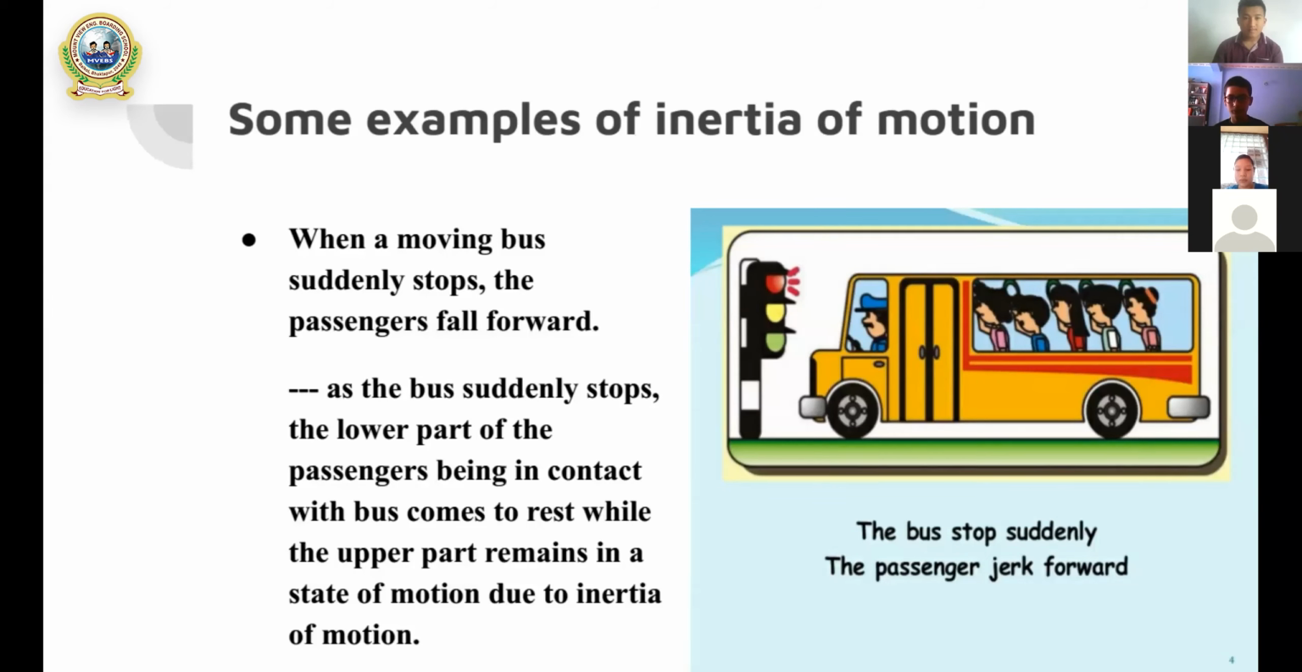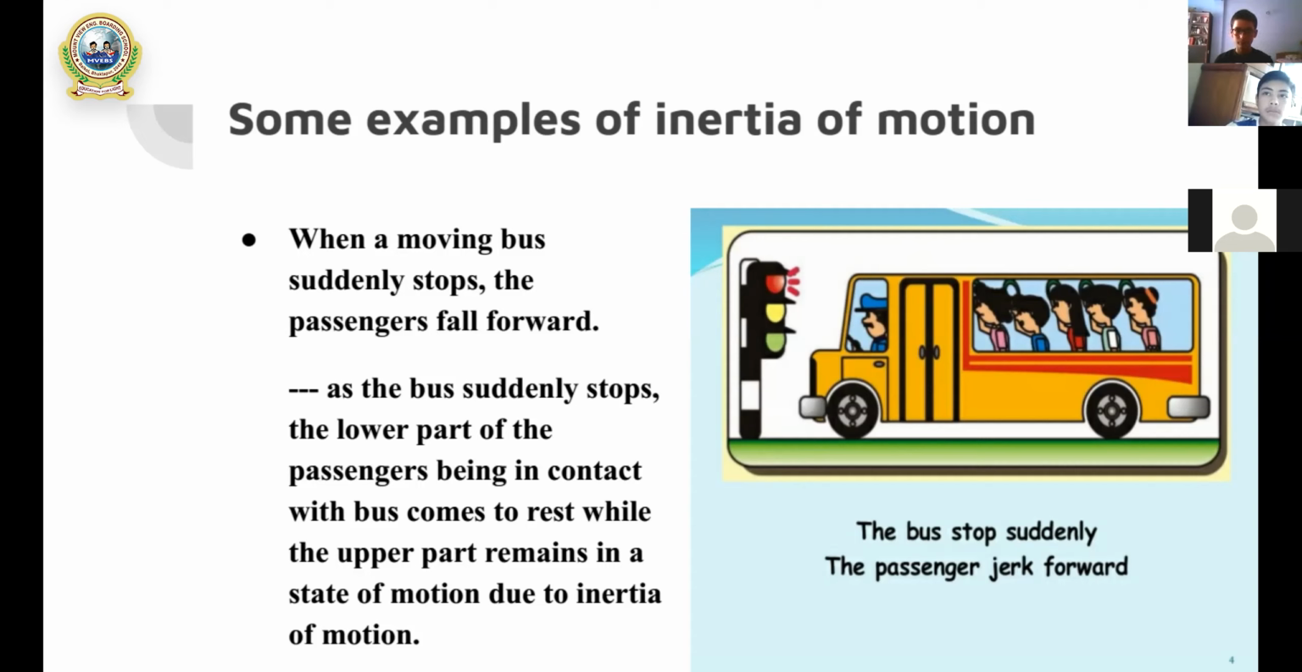Before applying the brake, before bringing the bus to rest, the bus, the driver, and all the passengers inside the bus are in motion. But when the brake is suddenly applied, that means force is applied to bring the bus to rest. The lower part of the body of the passenger comes to rest, but the upper part is still in motion, and this happens because of inertia of motion. Sometimes some people even get injured, they get hurt.